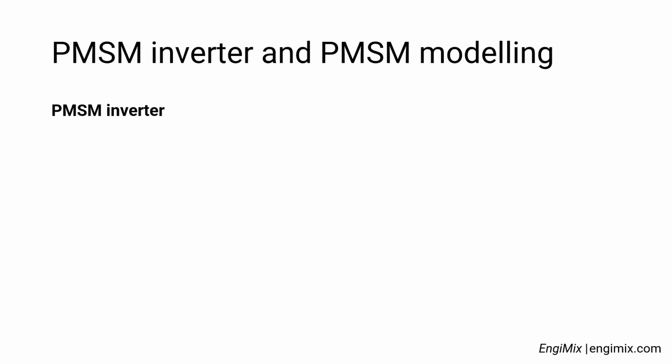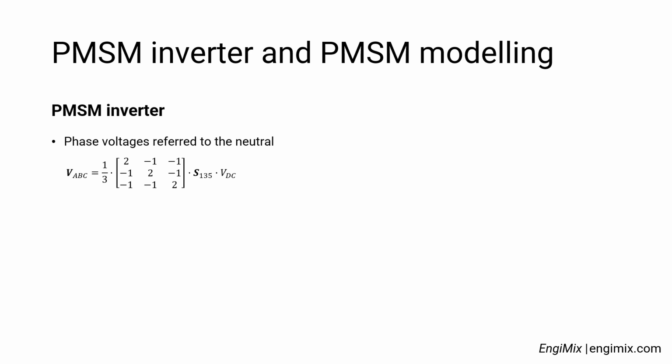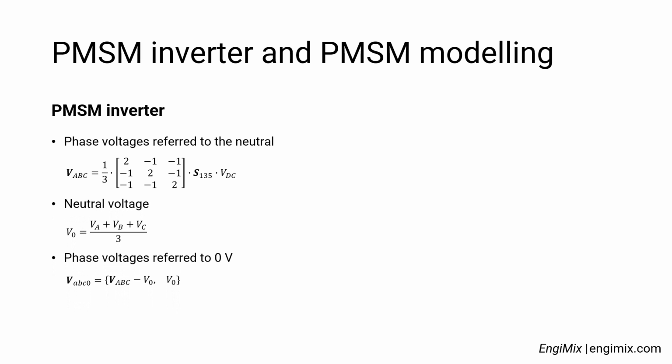Let's start from the PMSM inverter. The voltage of each phase referred to the neutral can be calculated from the DC voltage of the power source and the pulses applied to the upper transistor of each PMSM inverter leg. These can be then converted into phase voltages by simply subtracting the voltage of the neutral.